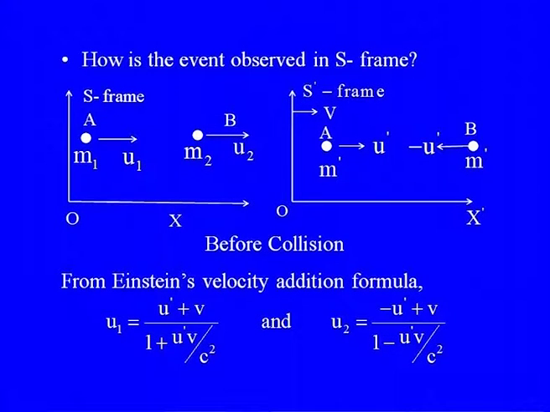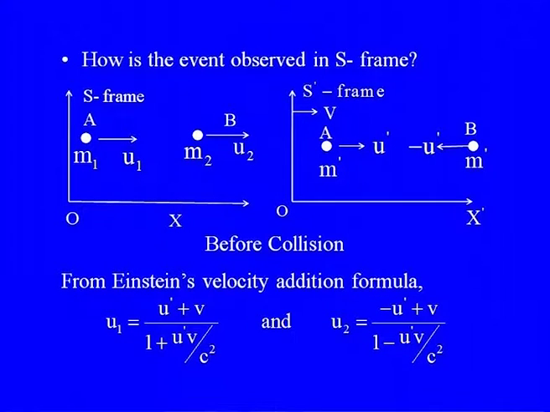Now, how is the same event observed in the S frame? In the S frame, you're going to see the same thing, but the velocities may not be the same. Although they are moving, if you take the modulus of the speeds in the S prime frame, they are the same. The directions may be different, but the speeds are the same.